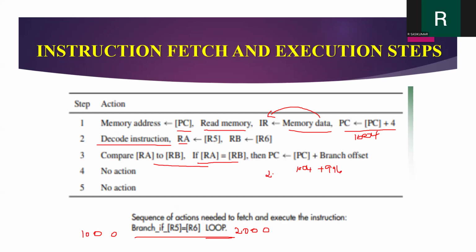So once the condition is satisfied, the program counter must be updated with the branch target address. Step 4 is not required and step 5 is also not required. So these are the steps required to execute the branch instruction.